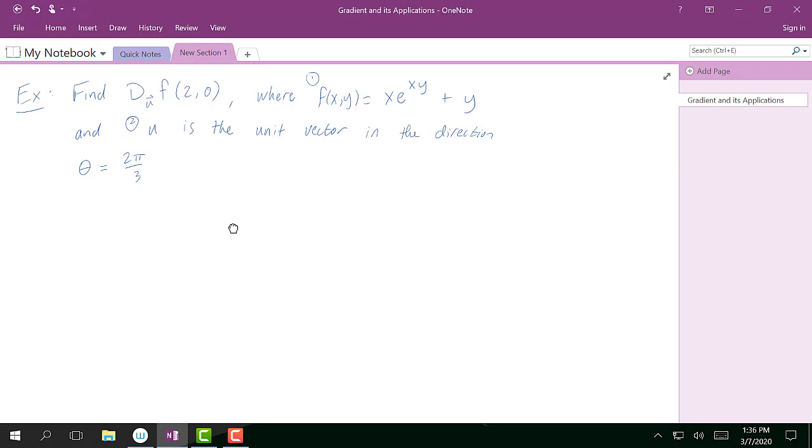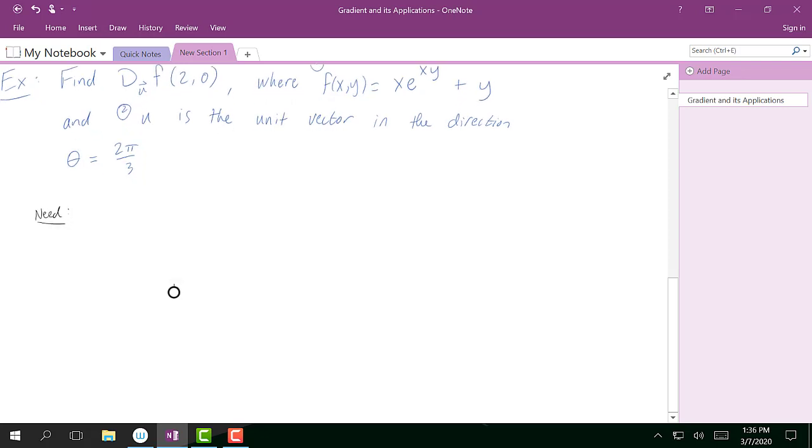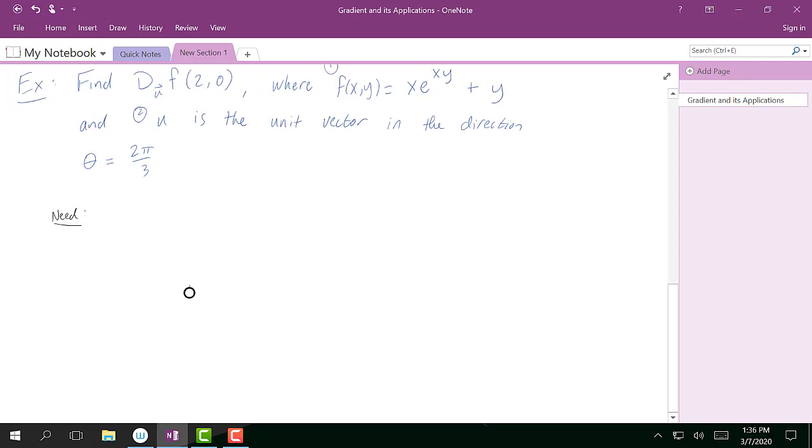And so let's think about what we need to be able to solve this. We need a couple things. First, the equation tells us that we're going to need the gradient of f at the point (2, 0). And we're also going to need the components of the vector. We currently don't have it. We just know the angle that it makes with the positive x-axis.